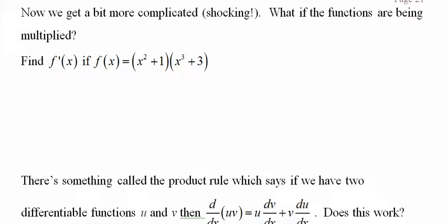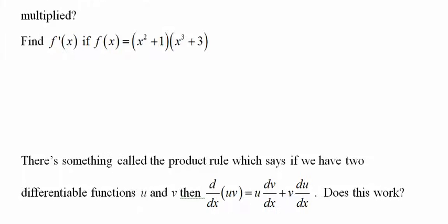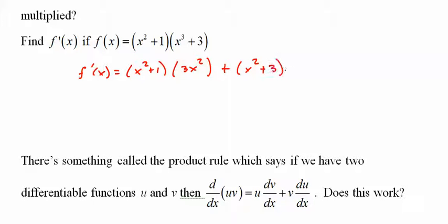Now I know you're going to be surprised, but we get a little bit more complicated. What if the functions are being multiplied? They call this the product rule, and it's written up down here. But basically, keep the first one, take the derivative of the second one, plus keep the second one, take the derivative of the first one.